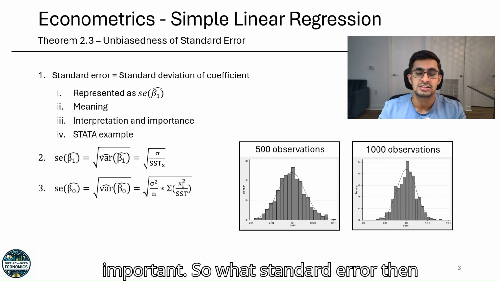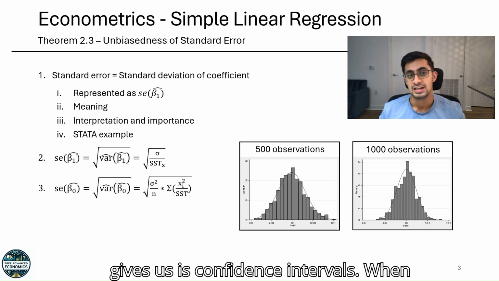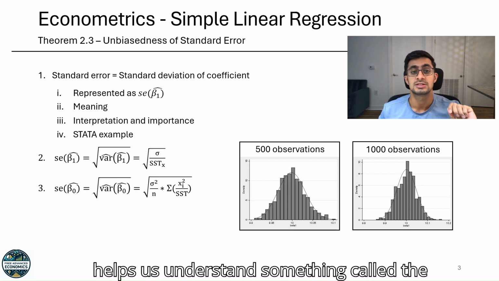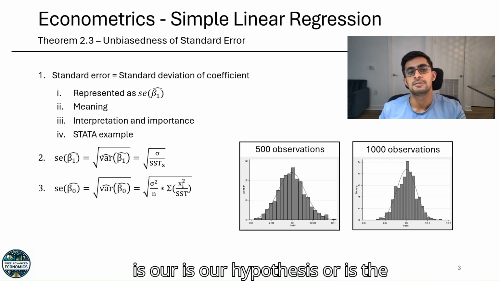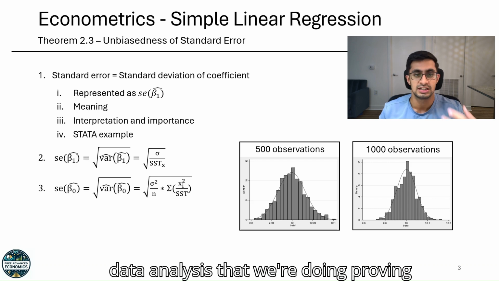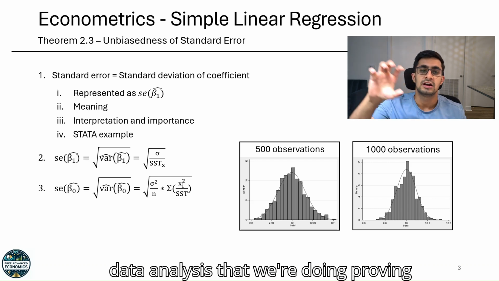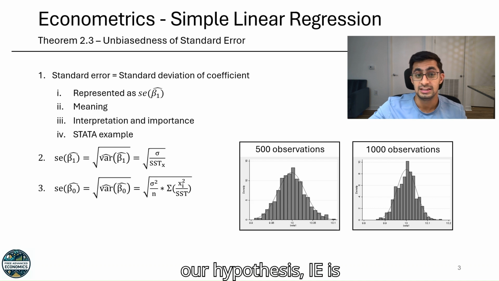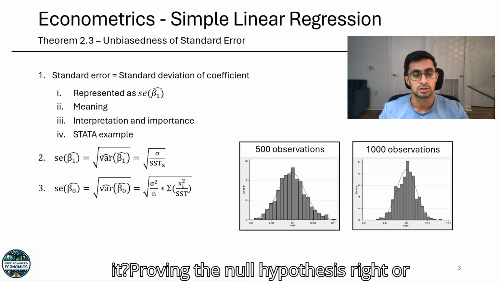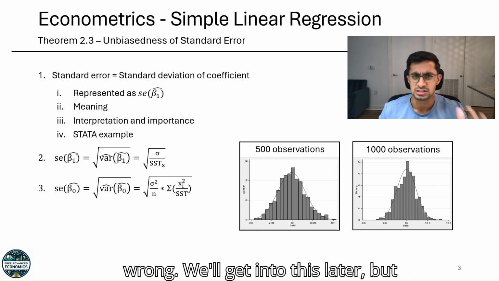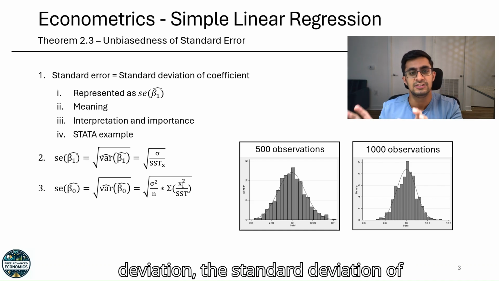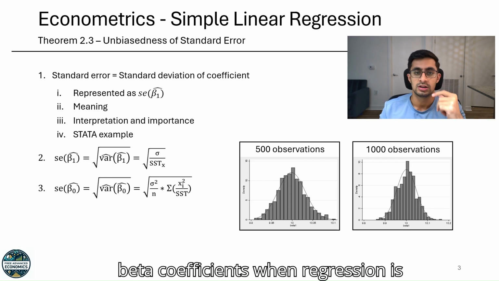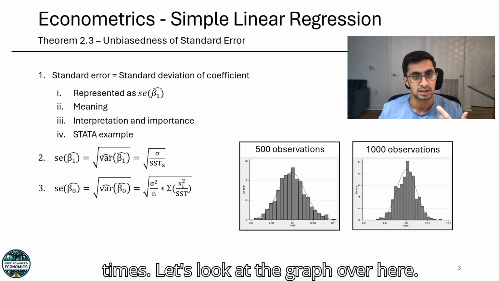So what standard error gives us is confidence intervals. When we get into further concepts, it also helps us understand something called the z-score. Essentially, is the data analysis that we're doing proving our hypothesis, i.e., is it proving the null hypothesis right or wrong? We'll get into this later, but essentially understand the concept of standard errors. It is essentially the standard deviation of beta coefficients when regression is repeated multiple times.